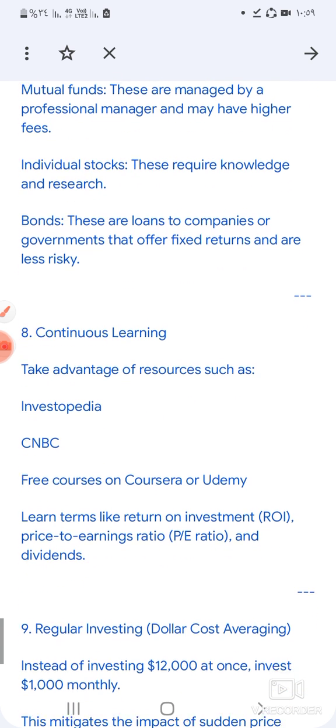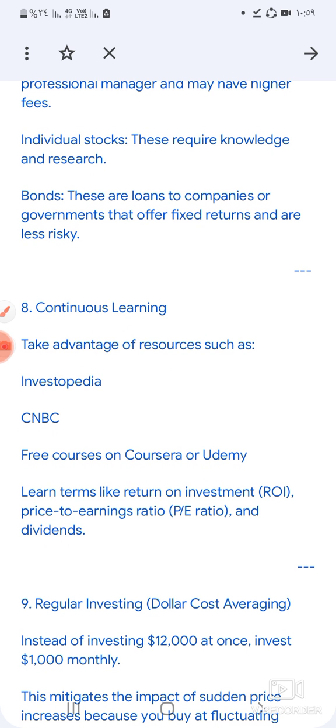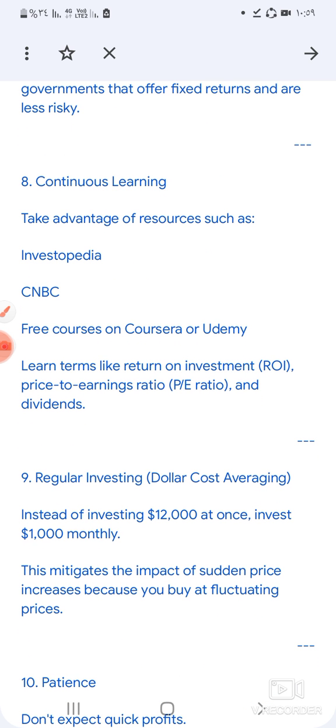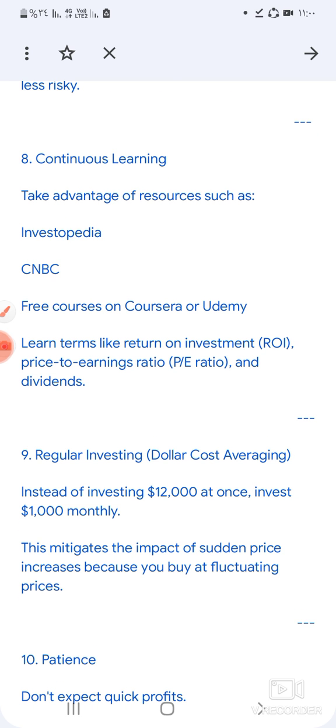8. Continuous learning. Take advantage of resources such as Investopedia, CNBC, free courses on Coursera or Udemy. Learn terms like return on investment, ROI, price to earnings ratio, P/E ratio, and dividends. 9. Regular investing, dollar cost averaging. Instead of investing $12,000 at once, invest $1,000 monthly. This mitigates the impact of sudden price increases because you buy at fluctuating prices.